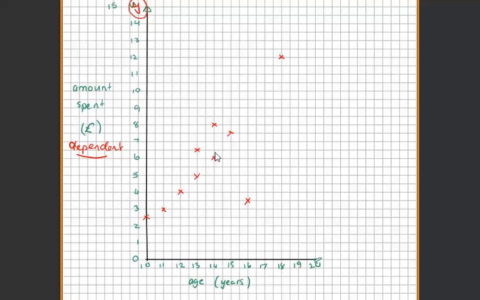Now, I think you've already decided, is there a correlation? Yes. What do you think? Weak positive. You think weak positive. I'm definitely going to agree with the positive. The weak correlation is open for discussion.